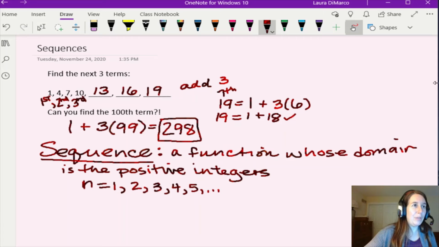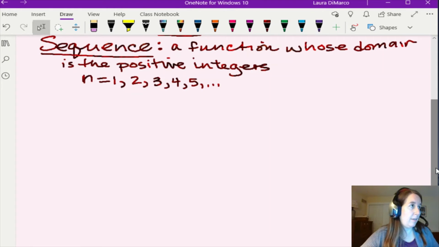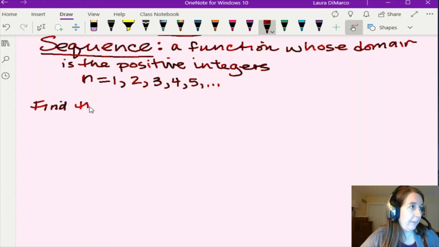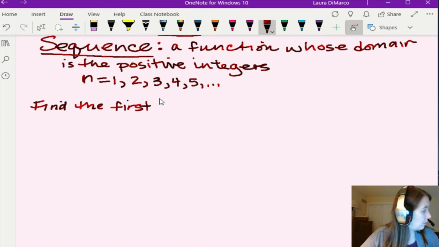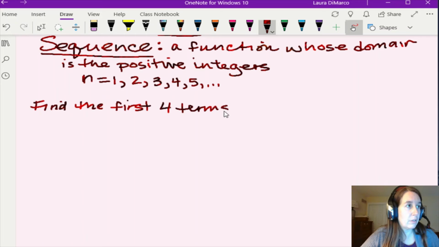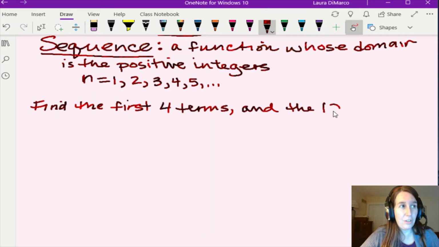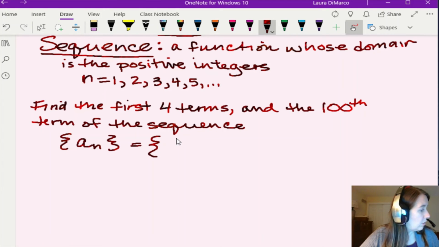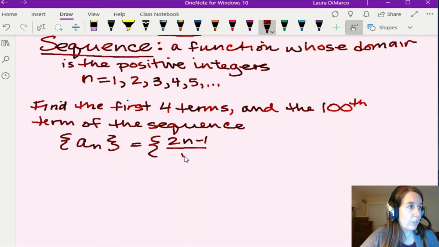Let's take an example. Find the first 4 terms and the 100th term of the sequence defined as a sub n equals (2n minus 1) over n.